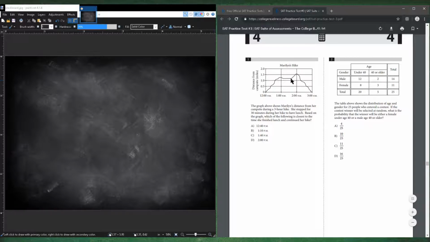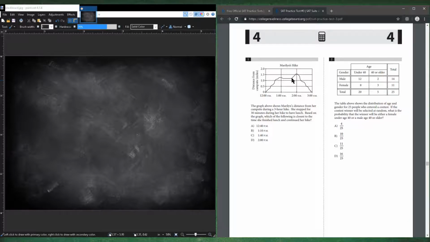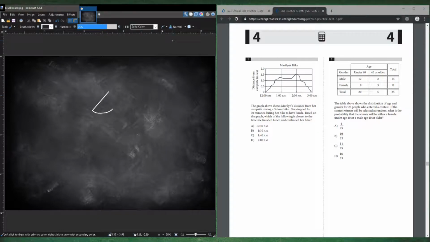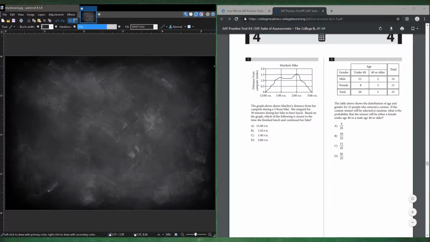So we have to find that point at the very end on the right. The closer to 1, so that's like 1:30 to 1:40. So answer C is correct. Pretty basic question, just interpreting a graph.